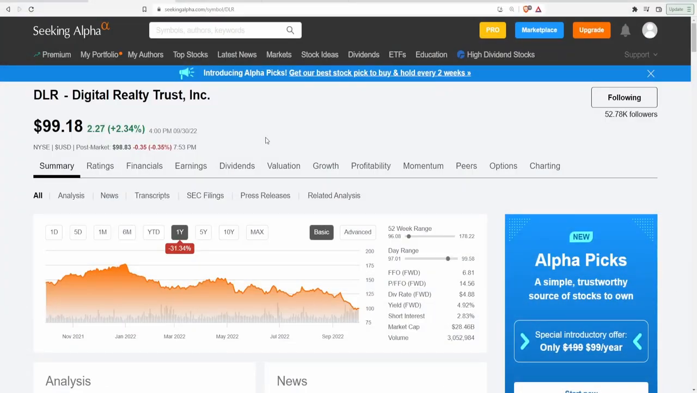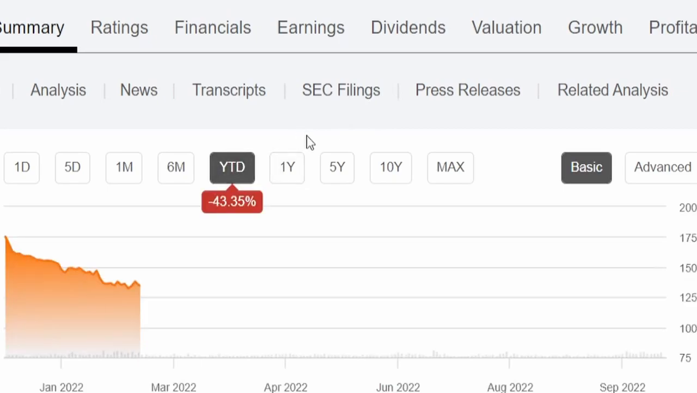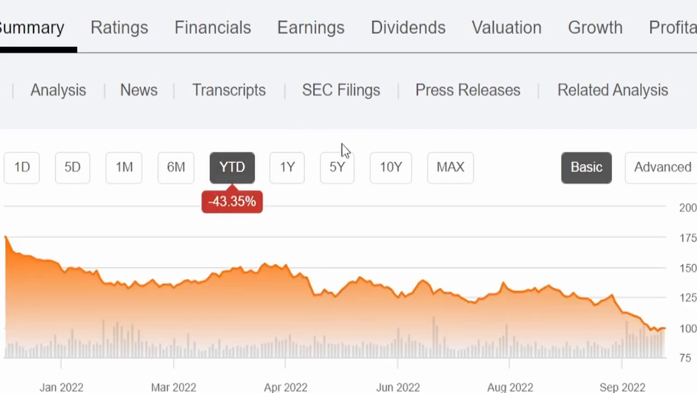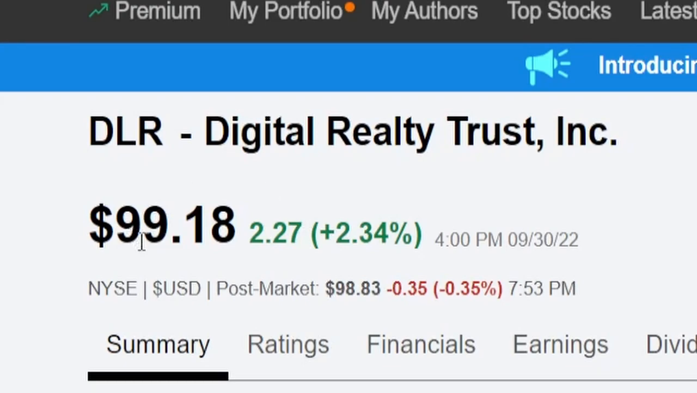Alright guys, before we get on to any numbers, I'm going to show everybody the 1-year graph and the year-to-date graph. You can see right here on the 1-year, guys, they're down 31.34%, and on the year-to-date, 43.35%. Take a look at this 52-week range, $96.08 at the lowest. As you can see by that dot right there, we are actually at the 52-week low range. The current share price as of post market on Friday was down 0.35%, or around 35 cents, to $98.83. So this actually might be a pretty good buying opportunity.